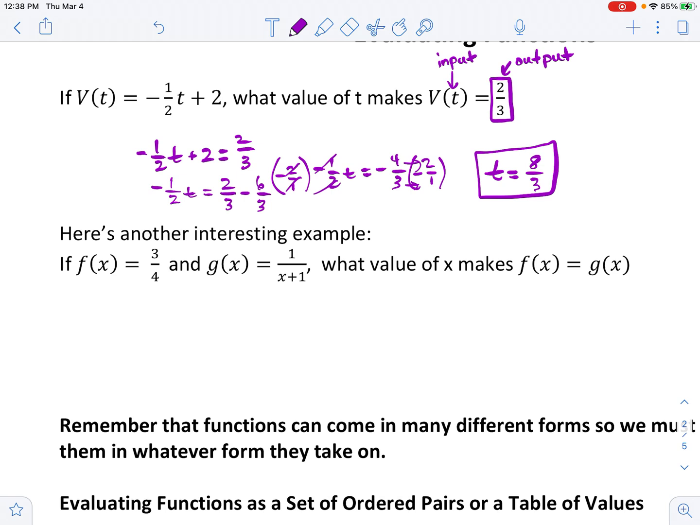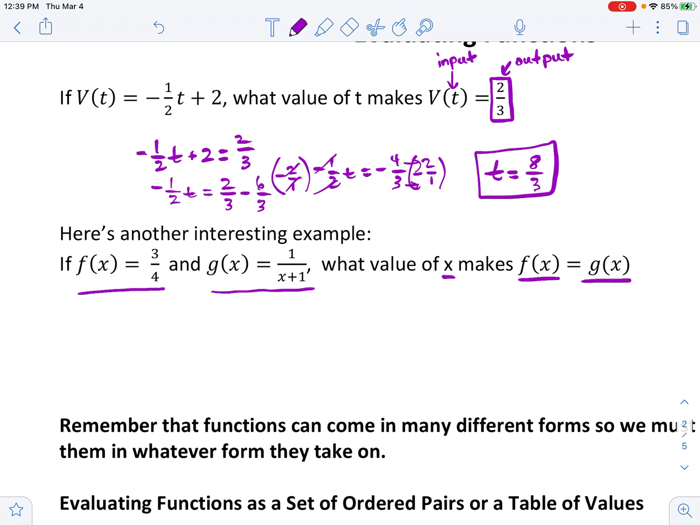Let's look at one more interesting example of a variation of this same kind of idea. If f of x is equal to 3/4 and g of x is equal to 1/1 x plus 1, what value of x makes f of x equal to g of x?